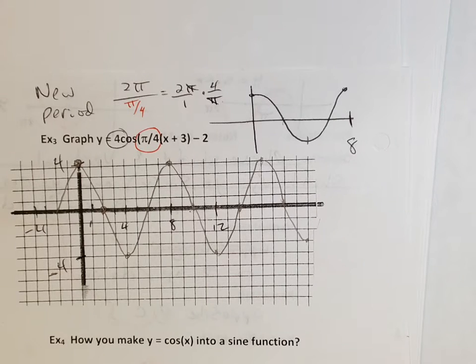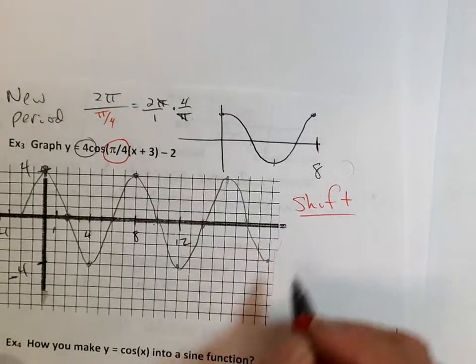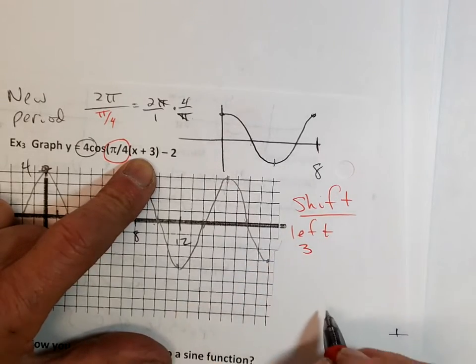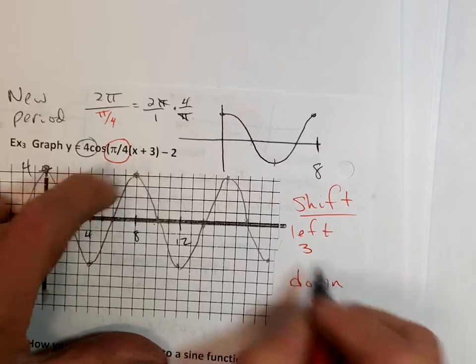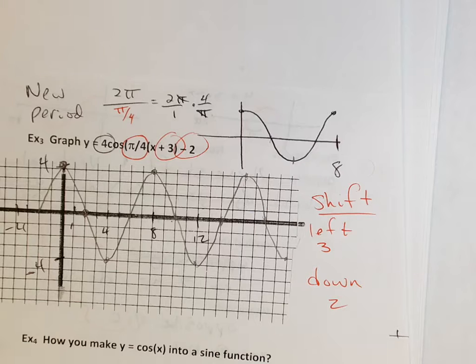So now, let's move it. Let's do a shift. We're going to move it left 3 and down 2. Correct? My phase shift is going to be the opposite direction, back 3. And my vertical shift is going to be down 2. So take every important point and just move it back: 1, 2, 3, down 1, 2.